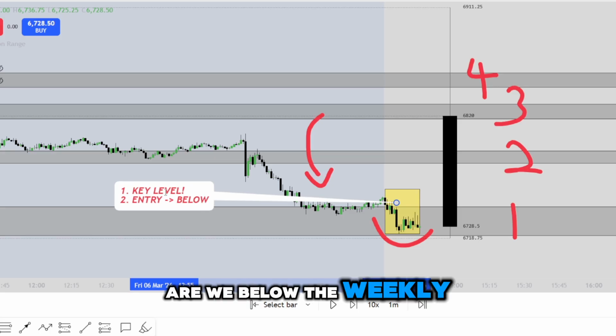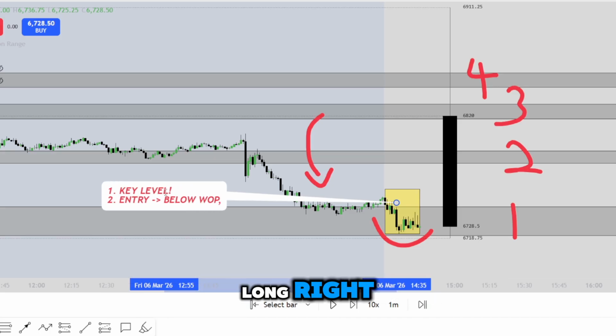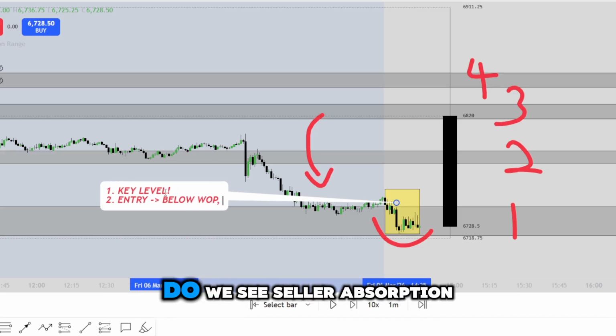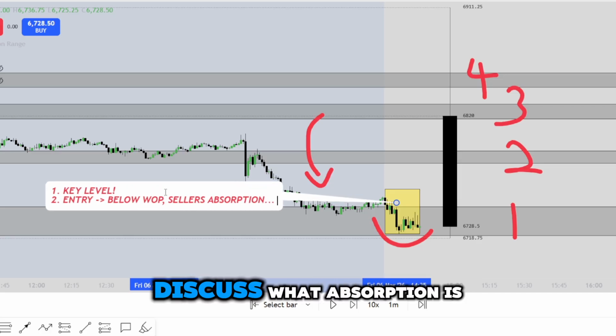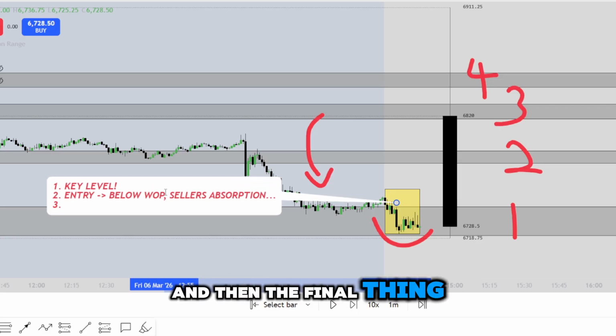Are we below the weekly opening price? Because we're looking for potential longs, right? Are we below the weekly opening price? Do we see seller absorption? Right, absorption is the next thing. So we're going to discuss what absorption is, and then the final thing we look for is confirmation.